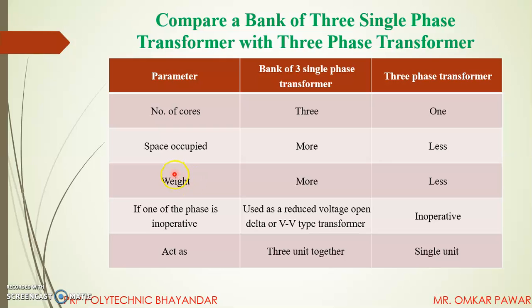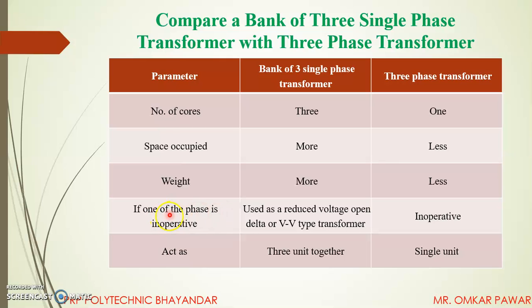Third parameter is weight. In a bank of three single-phase transformers, the weight will be more as three different units are used. And in a three-phase transformer, the weight is less.